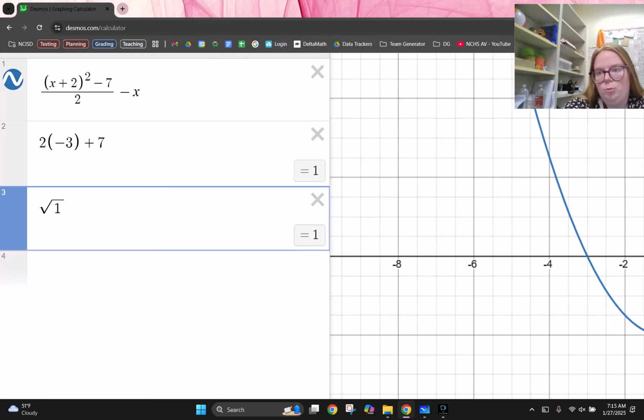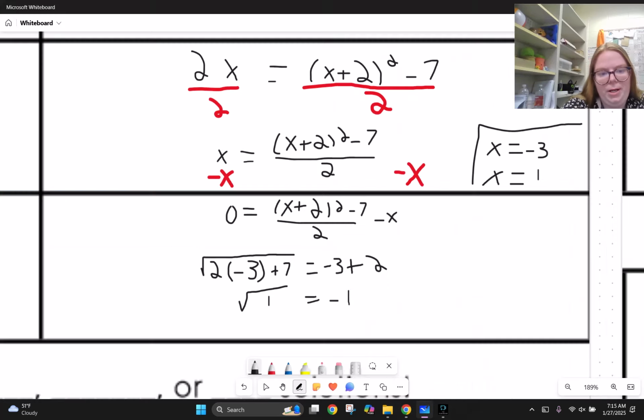Square root of 1 is 1. Again, we are only working with that positive square root. It can also be -1, but we're only working with the positive number here. So we've got 1 equals -1. Now, of course, unless you're living in some weird land, 1 does not equal -1. So -3 is an extraneous solution.